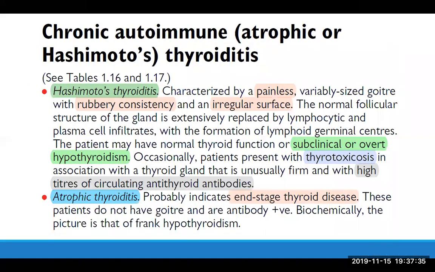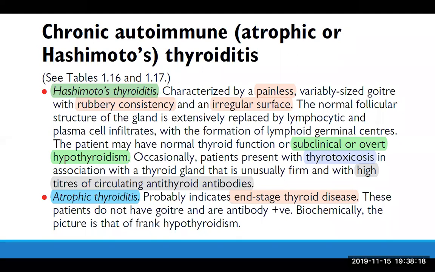Let's start with one of the most important issues in hypothyroidism, which is chronic autoimmune thyroiditis, which includes atrophic and Hashimoto, as we mentioned previously. The main difference: Hashimoto is presented by a goiter, which has irregular consistency and irregular surface, and of course may be presented by subclinical or overt hypothyroidism. TSH will be elevated, but if free T4 is normal, this is subclinical hypothyroidism. If free T4 is less than normal, it is overt hypothyroidism. And a very rare case of Hashimoto thyroiditis may be presented by thyrotoxicosis, in the early stage.